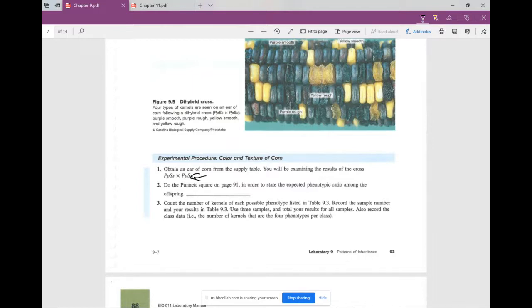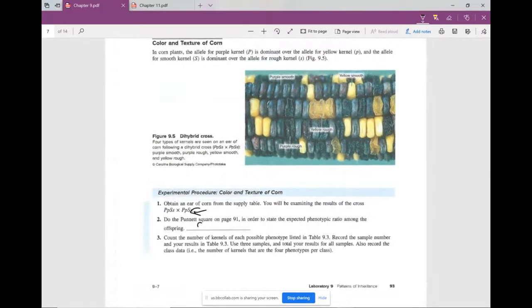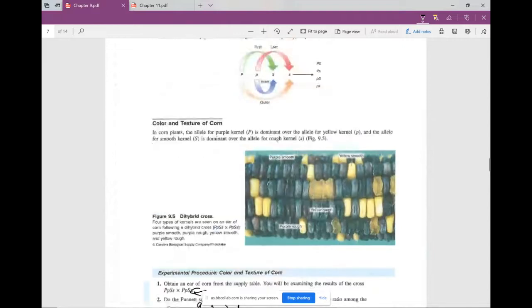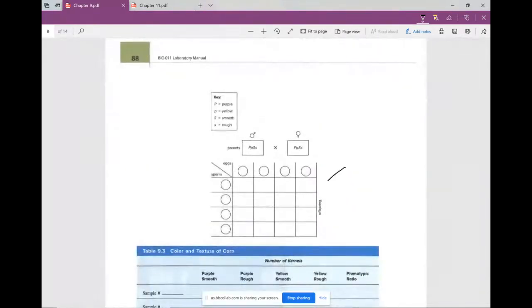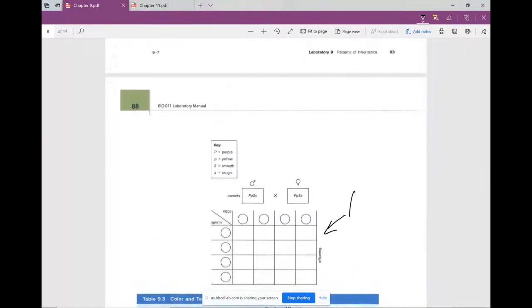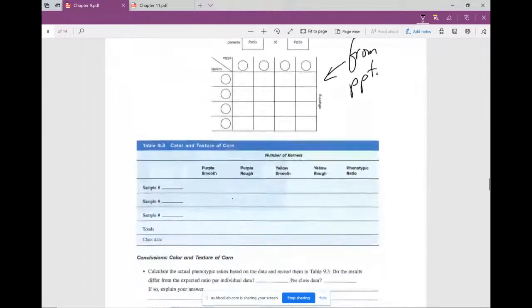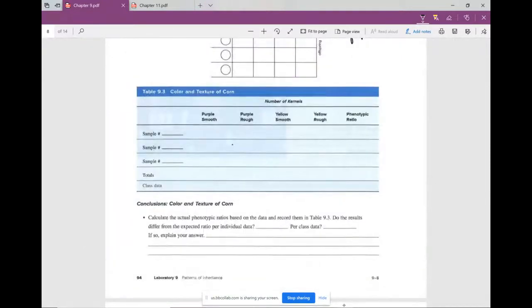Do the Punnett square on page 91 in order to state the expected phenotypic ratio among the offspring. That would be 9 to 3 to 3 to 1. That's the Punnett square that I presented to you on the PowerPoint. So you can fill this out from the PowerPoint, and you can do this from the PowerPoint too.